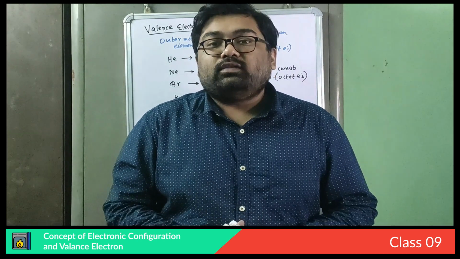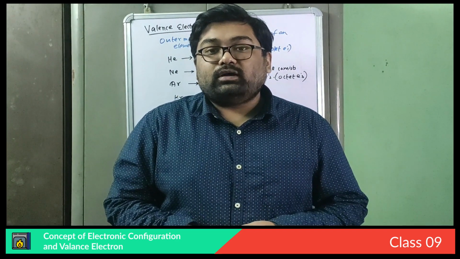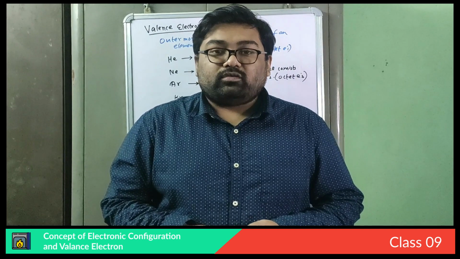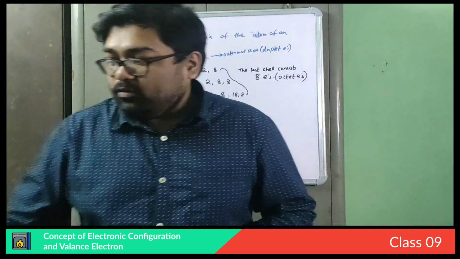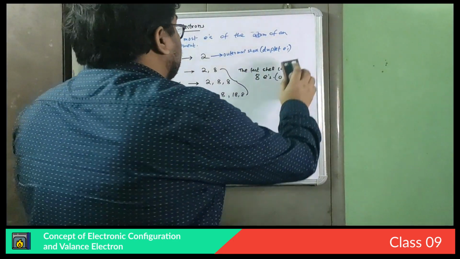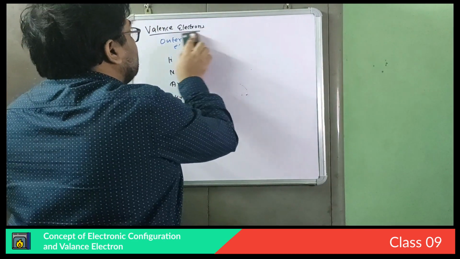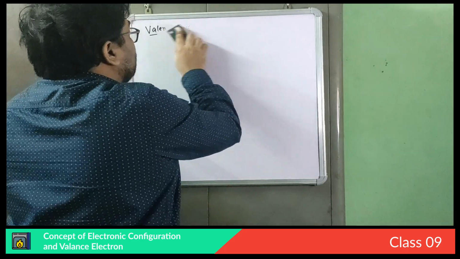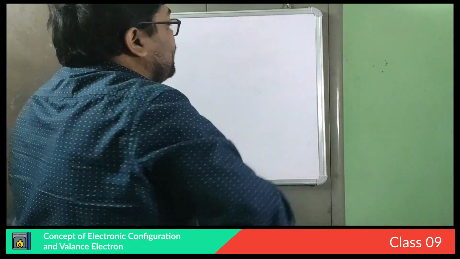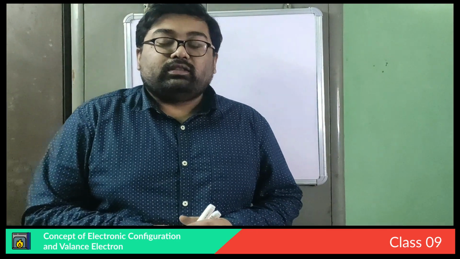So there is a tendency that all the atoms tend to obtain the nearest inert gas shell configuration. Why? In order to attain stability, right? Now, how can an atom attain this inert gas shell configuration? Here we will discuss how an atom can attain the nearest inert gas shell configuration. In this aspect, we will learn about valency.